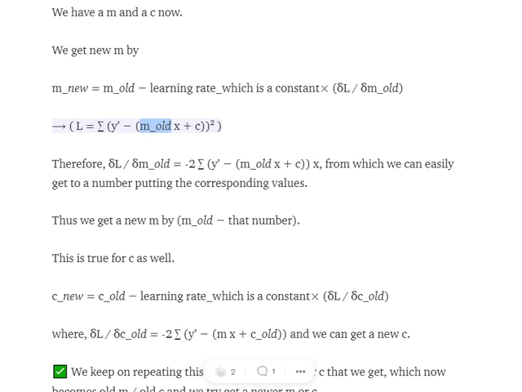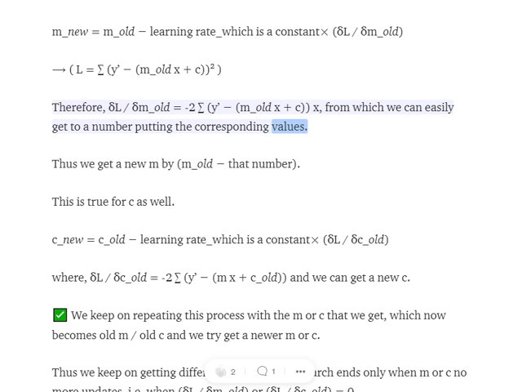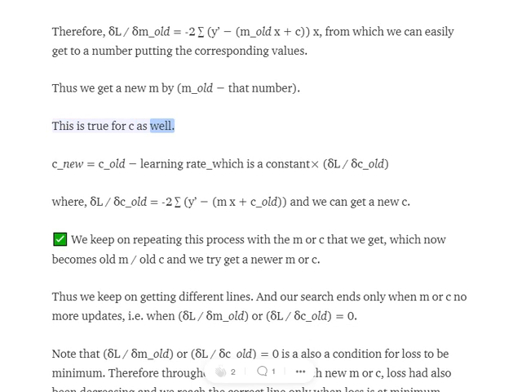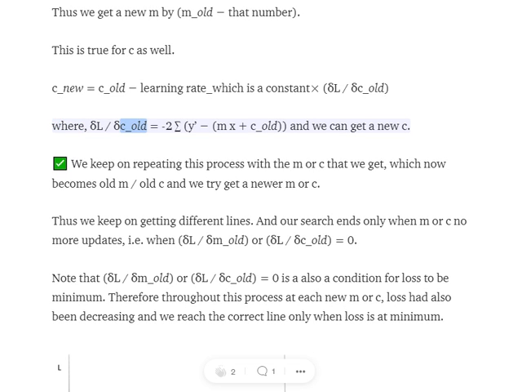Here, L equals (y minus (m_old x plus c)) squared. Therefore, delta L by delta m_old equals minus 2 times (y minus (m_old x plus c)) times x, from which we can easily get a number by putting in the corresponding values. Thus we get a new m by m_old minus that number. This is true for c as well. c_new equals c_old minus learning_rate, which is a constant, times delta L by delta c_old, where delta L by delta c_old equals minus 2 times (y minus (m x plus c_old)), and we can get a new c.